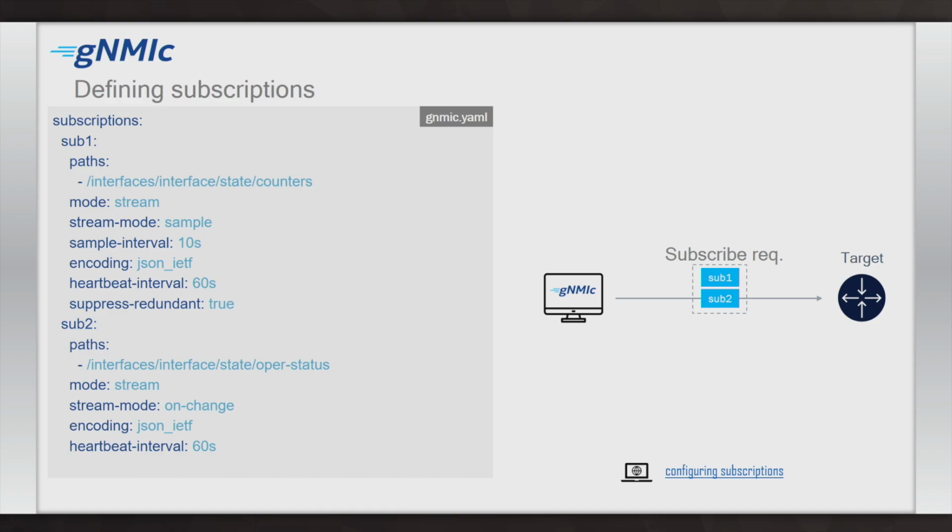The second subscription is a stream on change subscription. So you will get the interface operational status whenever it changes. But if I don't get any notification from the router, does it mean that the interface state didn't change or that my router is down? So you can set the heartbeat interval there, and you'll still get the operational status of that interface every 60 seconds, whether it changed or not. So you get kind of a combination of both an on change and a sampled subscription in one.